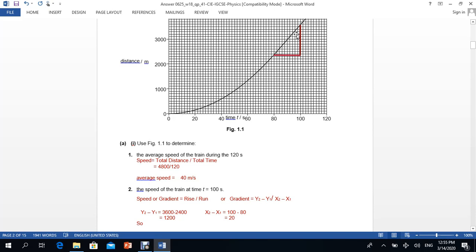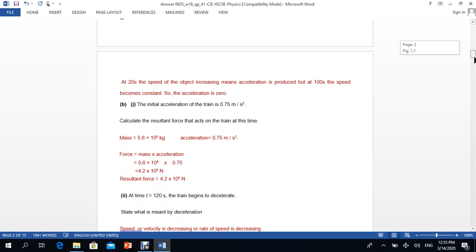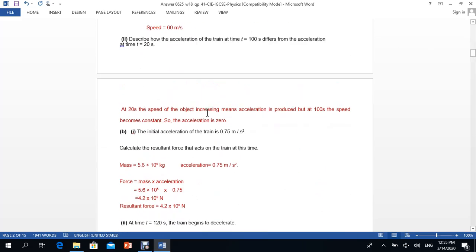But if you see at 100 seconds, this straight line shows that the speed becomes constant or steady, which shows that acceleration is 0. So you have to write the same thing here. At 20 seconds, the speed of the object is increasing, meaning acceleration is produced, but at the time of 100 seconds, the speed becomes constant, so the acceleration is 0. Because what is acceleration? Acceleration is the change in speed or velocity.